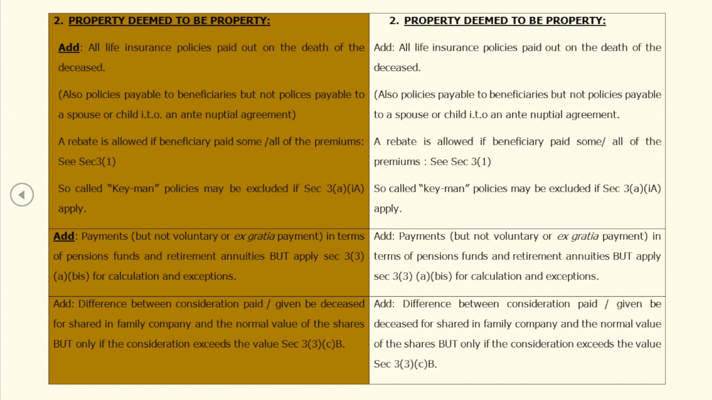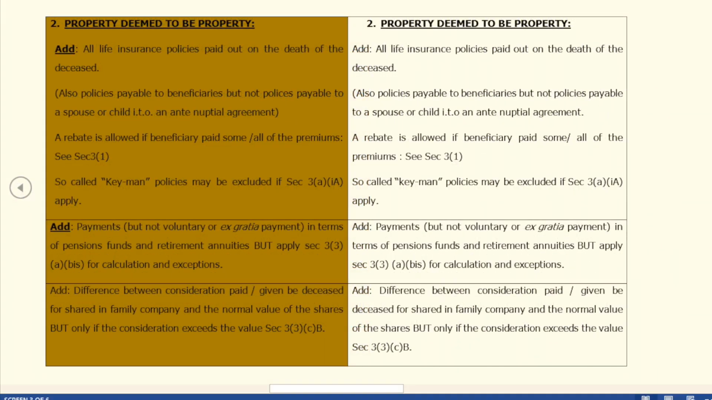Then the other thing is that normally they don't bring questions that have to do with pension funds and retirement. The second thing that you will do is to add the difference between the consideration paid or given to the deceased in a family company and the normal value of shares, and only if the consideration exceeds the value, as enshrined in section 3, subsection 3(2)(cB). The same thing that you do on column A, you also do on column B.